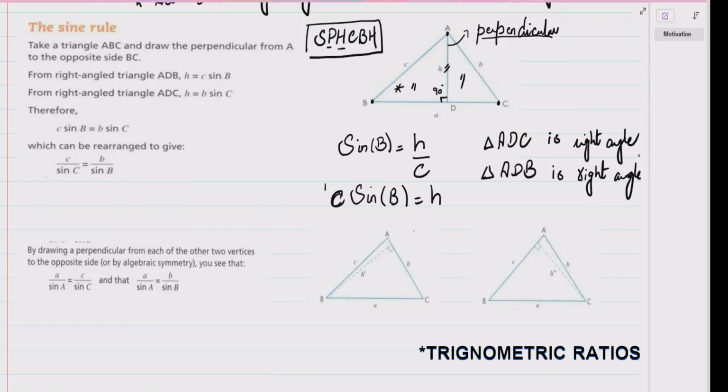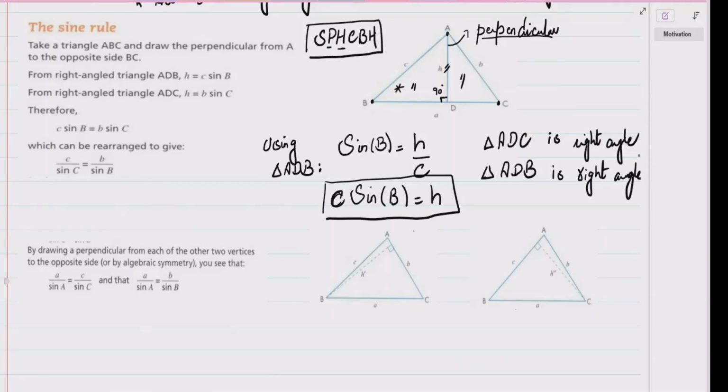So we found out the value of h using triangle A, D, and B. Okay, now let's do the same thing using the other triangle, which is A, D, and C. Again we apply the same trick.